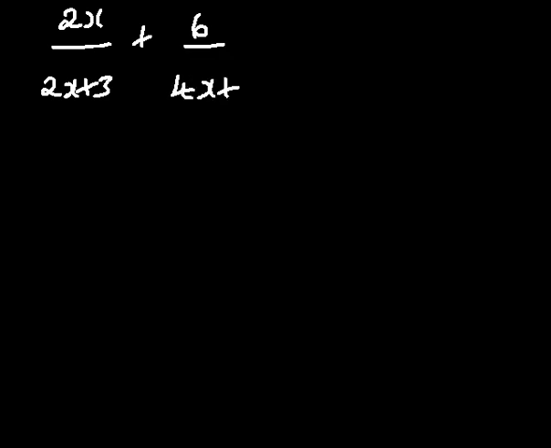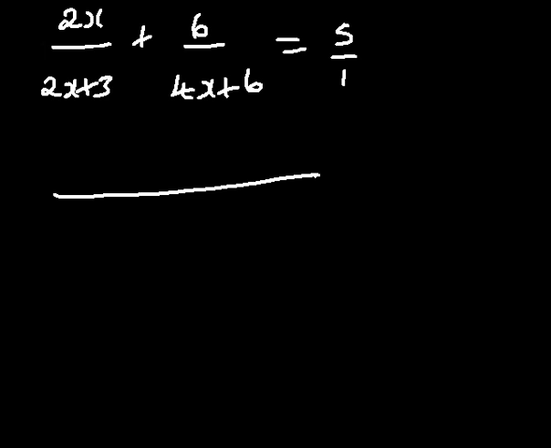And how about, let's say, if we have 2x divided by 2x plus 3, plus 6 over 4x plus 6, which is equal to 5. So how do you think we should solve for x in this case? Now the principle remains the same. Let's express these two fractions as a single fraction. And what is the common denominator?